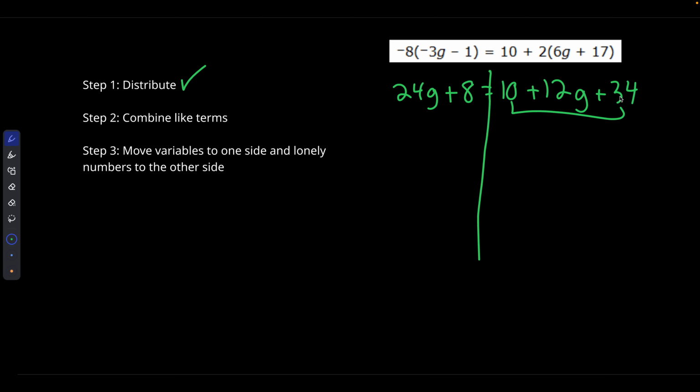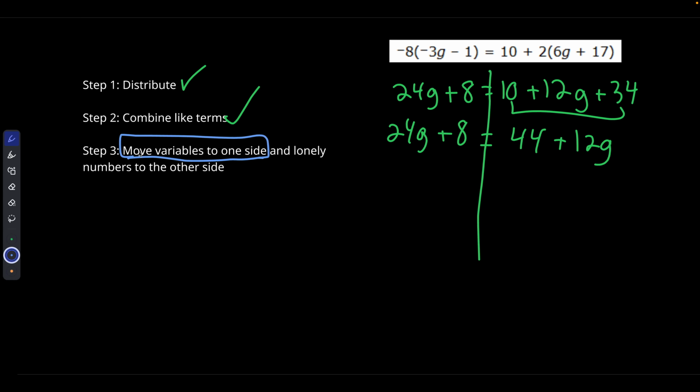So once you combine those, bring everything else down, you get 44 plus 12G. All right, step 2 is done. Step 3 has 2 parts to it, so let's take this one part at a time. Part 1, move the variables to one side. So the variables here are the letters, right? That would be 24G and 12G.